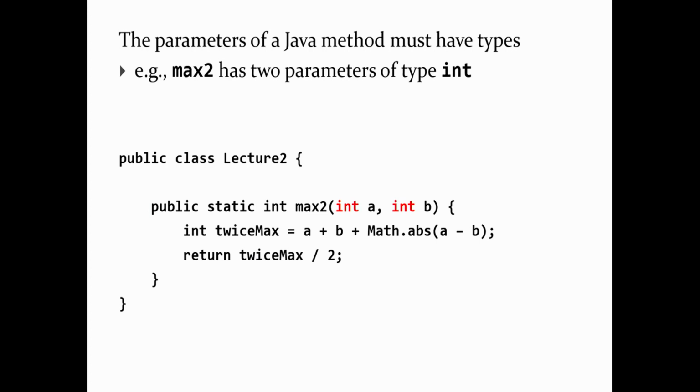Parameters of a Java method have types. So I already told you this. The method max2 has two parameters, A and B. They have to have types. You must specify the type for every parameter. A and B here are just variables that belong to the method now. So inside the method, you can use the name A, and inside the method, you can use the name B. Those correspond to the values that were passed into the method.